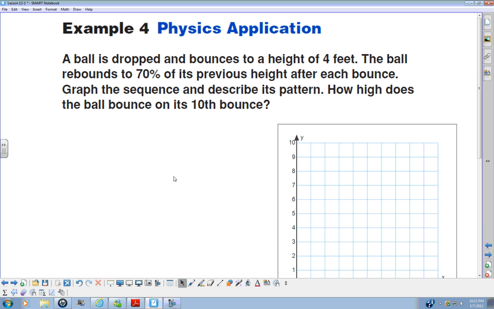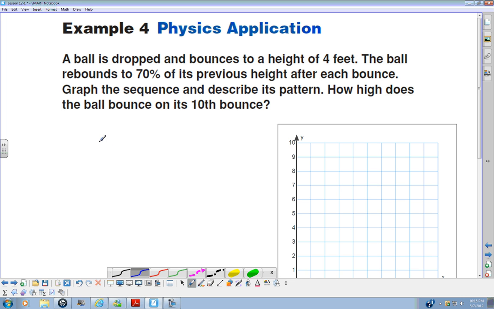Okay, our next example is using a physics application. Here a ball is dropped and bounces to a height of 4 feet. The ball rebounds to 70% of its previous height after each bounce. Graph the sequence and describe its pattern. How high does the ball bounce on the 10th bounce?